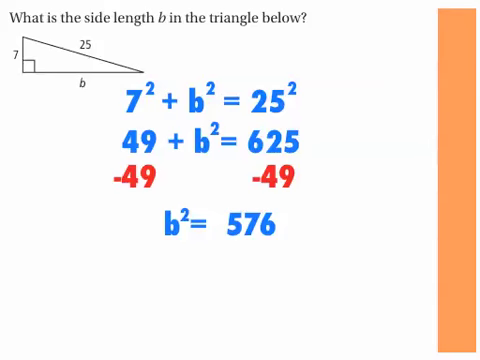Just like before, I'm not done yet. I need to get rid of the squared. In order to get rid of B squared, I need to take the square root of both sides. When you plug in the square root of 576 into your calculator, you find that this one is a perfect square because the square root of 576 is 24.